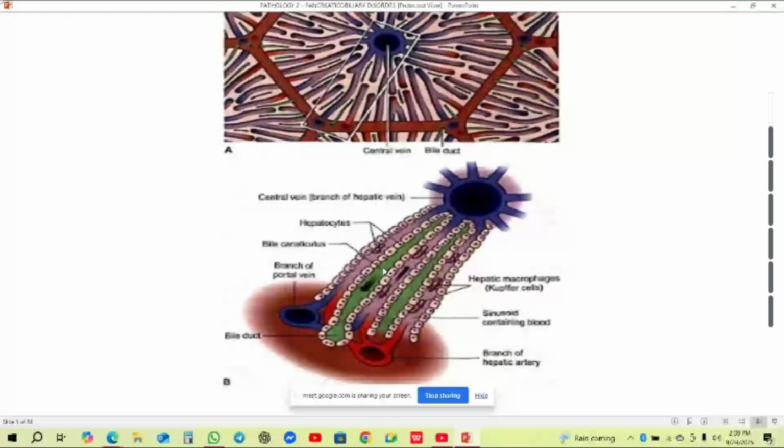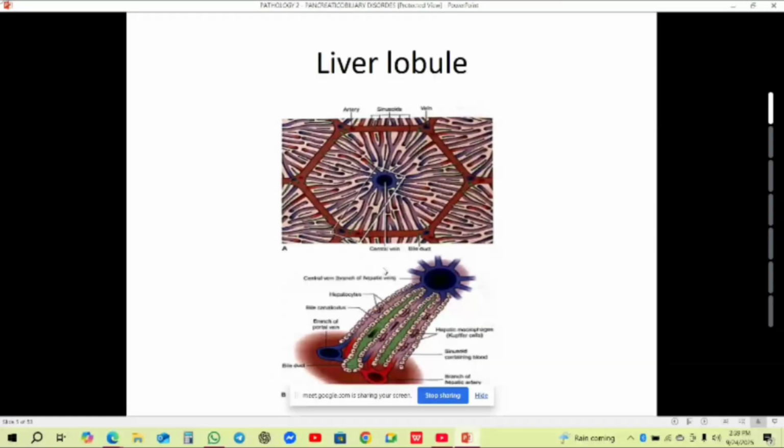So then you can see out there, sometimes we call it the portal triad, because there are three: a branch of the portal vein, and then the bile duct, and then a branch of the hepatic artery.